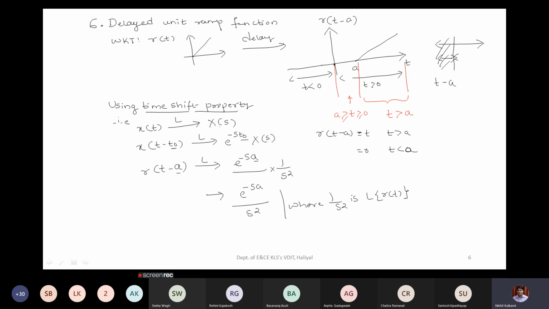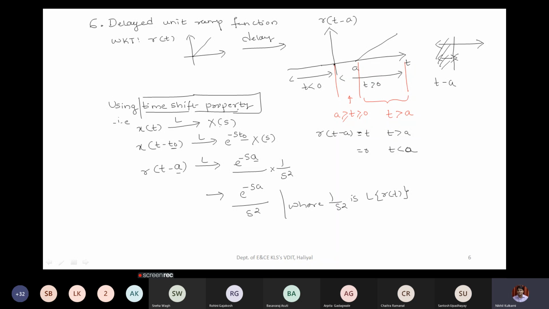No need to integrate here. We are just using the property. By using this property, we can write like this. So we will discuss this property in the coming class, so don't worry about this time shift property. For the time being, you just remember that. So that was the example there.